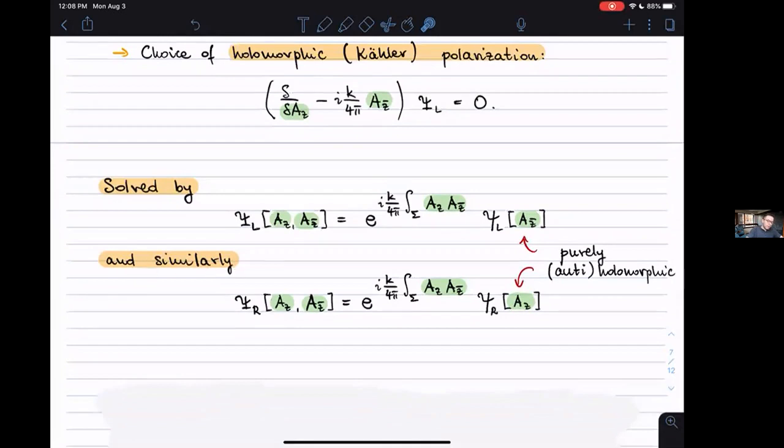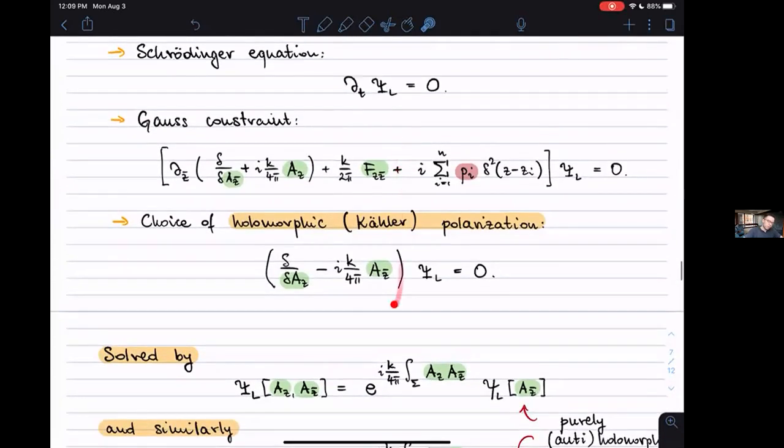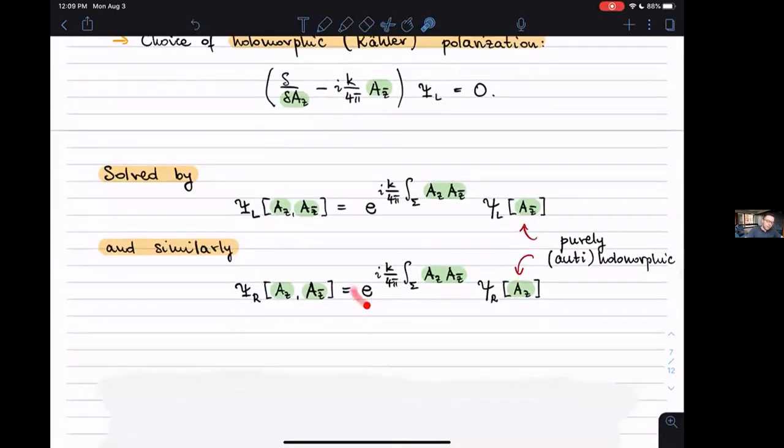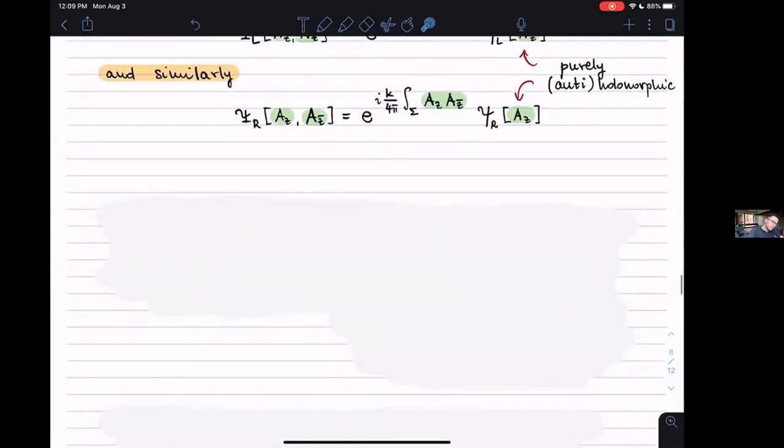And similarly, that was the left wave function. You can repeat the same exercise for the right wave function and derive all the equations. What you will find is that there's also an overall piece coming up front, times a factorization of a wave function that only depends on A_z. What I wanted to stress is that these two pieces are purely holomorphic and anti-holomorphic respectively.